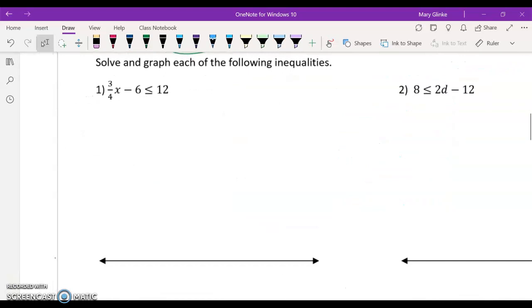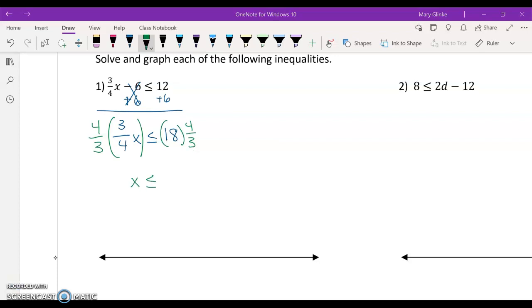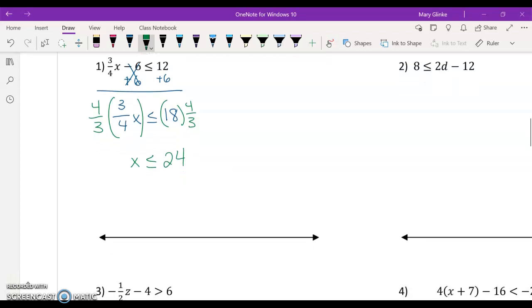For problem number 1, we want to solve for x and then graph our answer. We're going to treat it just like it says equals, and we're going to add 6 to both sides. We get 3/4 x is less than or equal to 18. Now we're going to get rid of this fraction by multiplying by the reciprocal. When we do that, we get x is less than or equal to 18 times 4, and when we divide that by 3, we should end up with 24. So our solution here is x is less than or equal to 24.